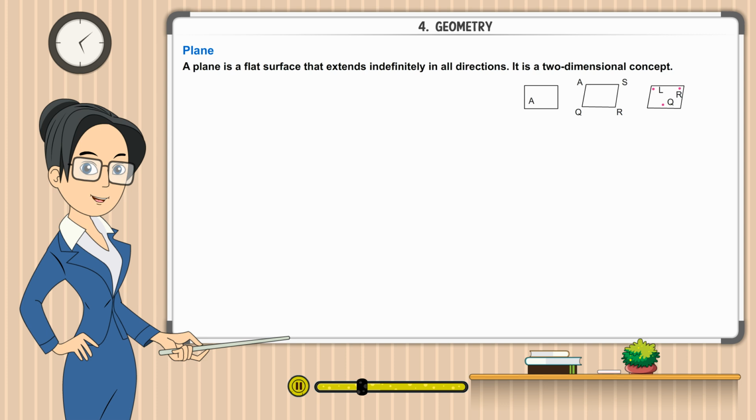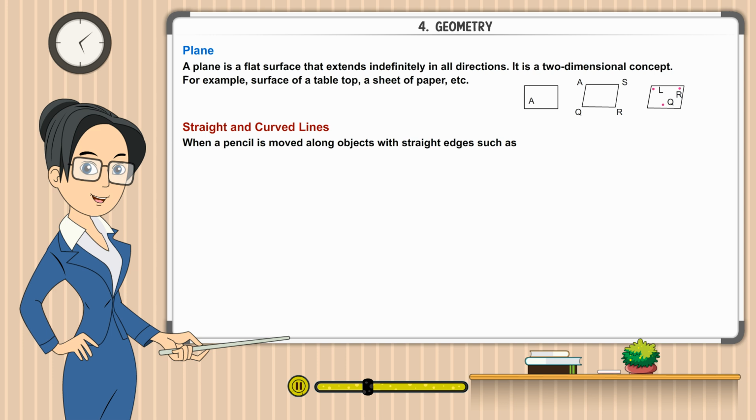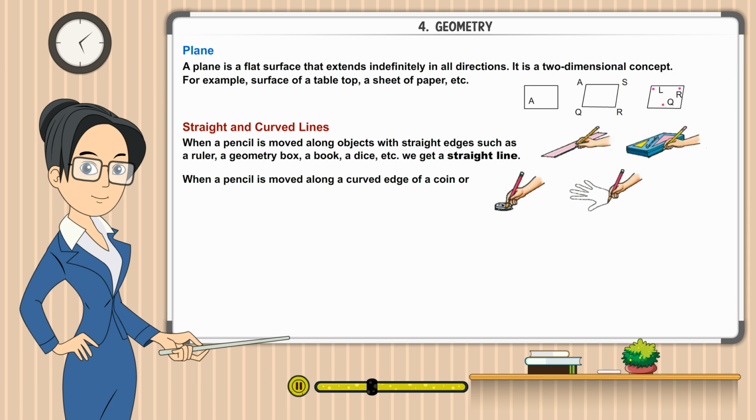Plane. A plane is a flat surface that extends indefinitely in all directions. It is a two-dimensional concept. For example, surface of a tabletop, a sheet of paper, etc. Straight and curved lines. When a pencil is moved along objects with straight edges, such as a ruler, a geometry box, a book, a dice, etc., we get a straight line. When a pencil is moved along a curved edge of a coin or our hand, we get a curved line.